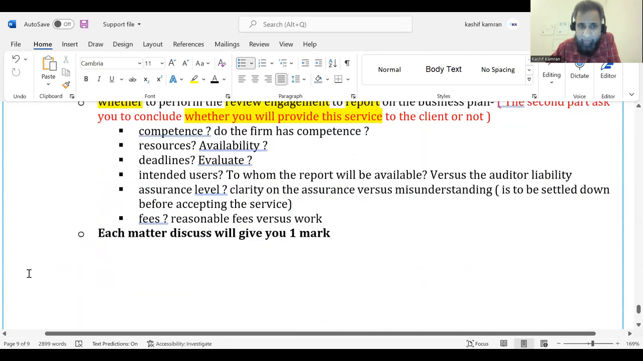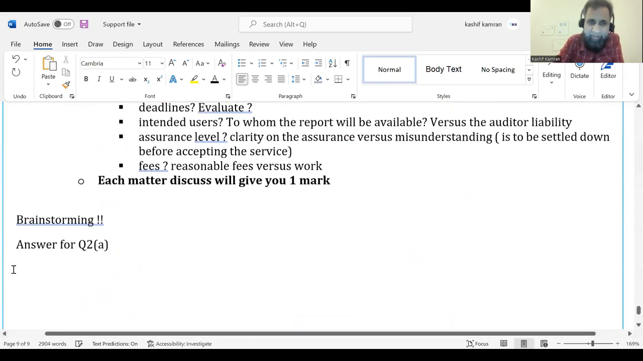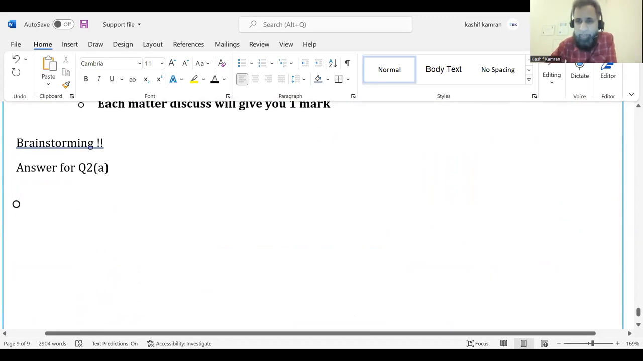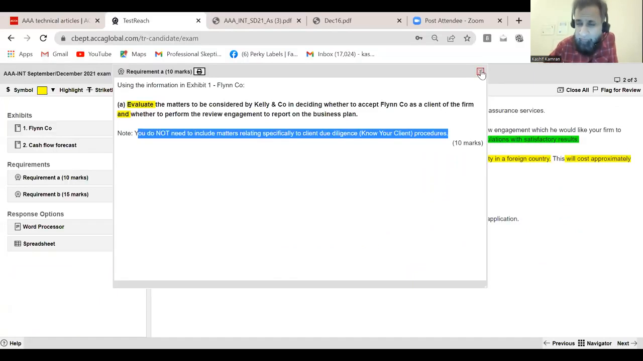Can we just do a quick brainstorming of the answer and get to the next part? I'm not writing the answer, but let's just read and have a brainstorming of exactly what the answer will be for question number 2A. So at least you have a mindset and then you can write the answer. Let's do a brainstorming. Let's go back to the practice platform. I hope you can see the practice platform in front of the screen.